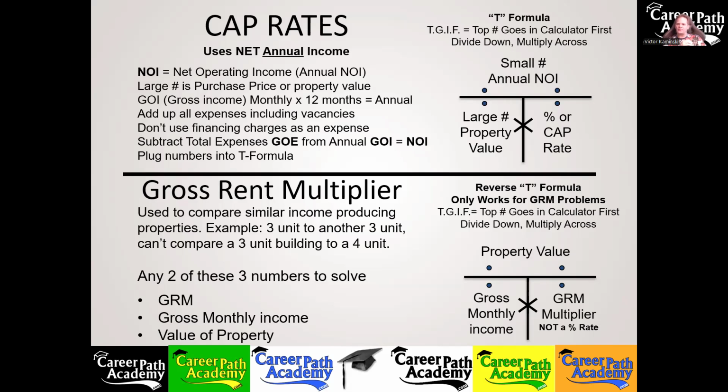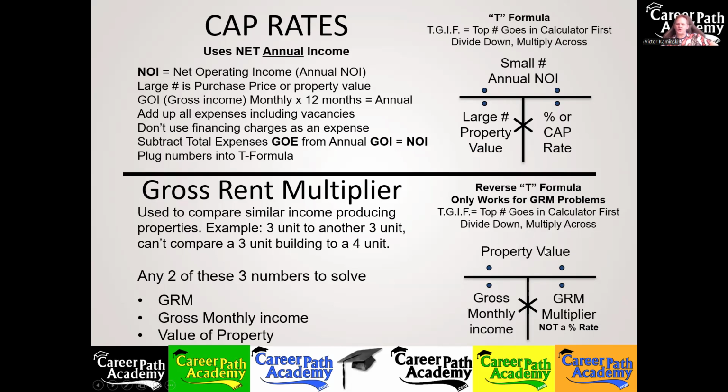We are going to do math problems on this so that you fully understand it. But in the meantime, I just want you to write these down or snap a picture of this. The gross rent multiplier, that's the reverse T formula. It only works on GRM problems, but it works the same way. TGIF, the top number goes in the calculator first, then you divide down and multiply across to get your correct answer. Okay?